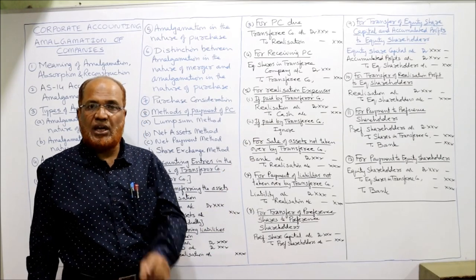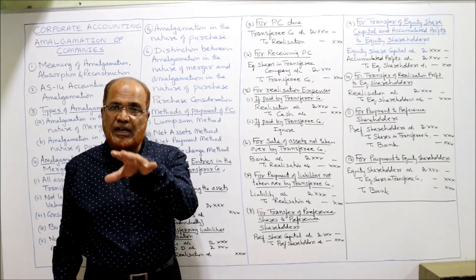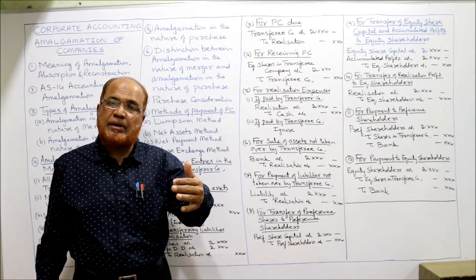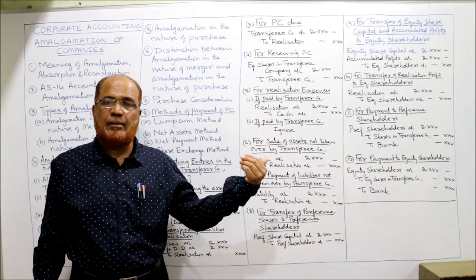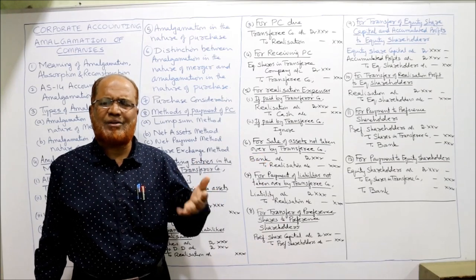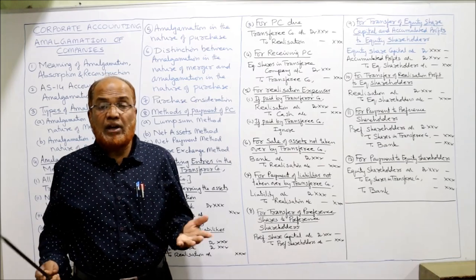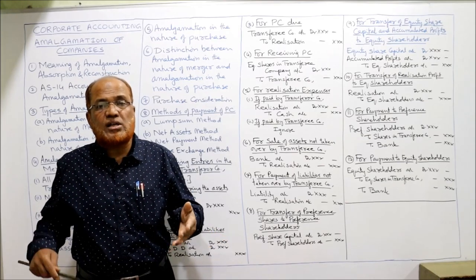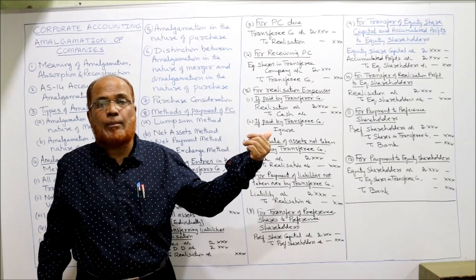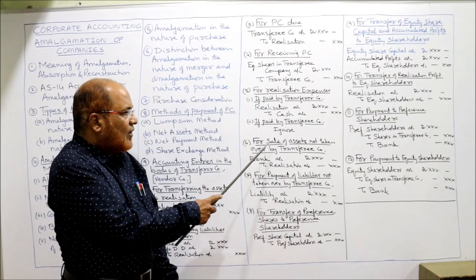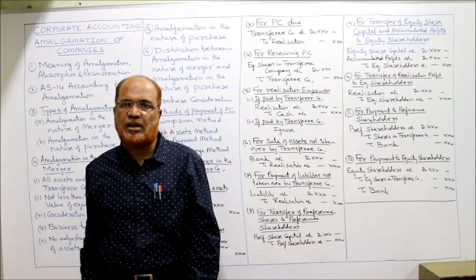Realization account debit to cash, if it is paid by the transferor company itself. If it is paid by the transferee company, B Limited, two options are there. But why remember two options? Simply remember, ignore. A Limited will not pass any entry because liquidation expenses are paid by the transferee company. That's it.